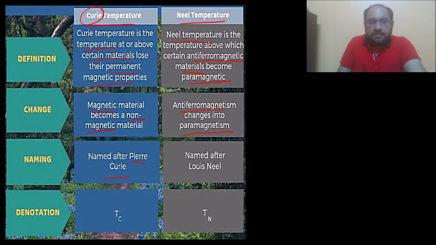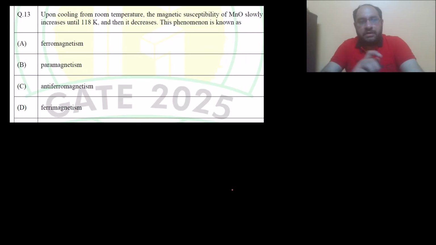This is named after Marie Curie. This is named after scientist Louis Néel. Curie temperature is represented as Tc, Néel temperature is represented as Tn. What is the correct answer? Option C.